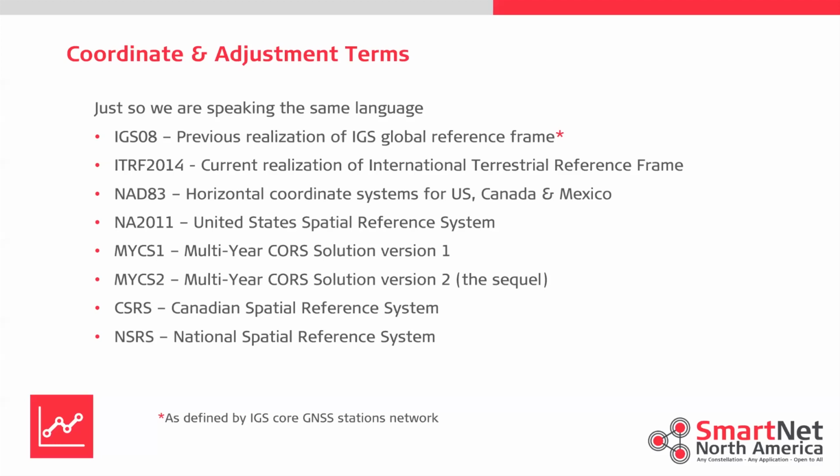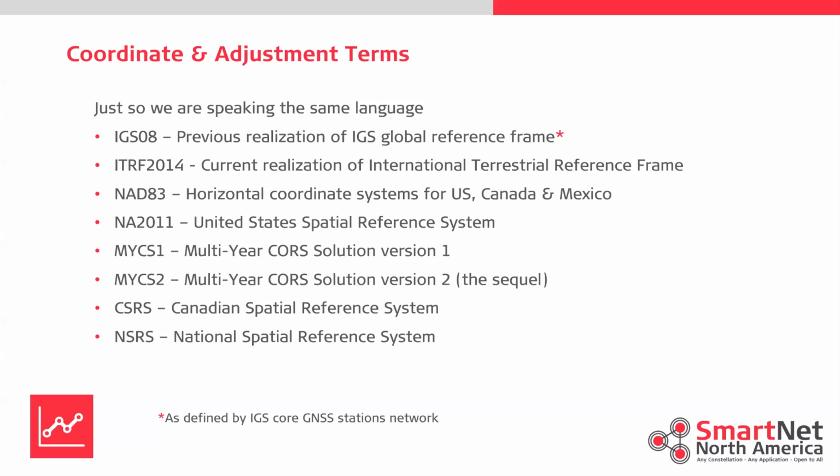MYCS1 is the Multi-Year CORS Solution version 1. This was what was released in 2012. So this is what we are currently operating in today. MYCS2 is the Multi-Year CORS Solution version 2, so it's the sequel. It is the one that was just released in September of this year, and this is what we'll be moving to in the US. CSRS is the Canadian Spatial Reference System, so you'll hear me say this a couple times. And NSRS is the National Spatial Reference System. It's a lot of definitions, I know.